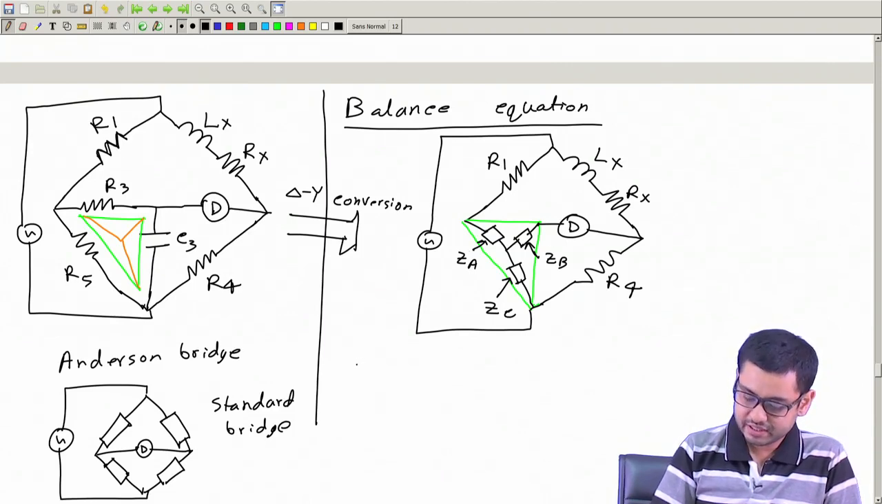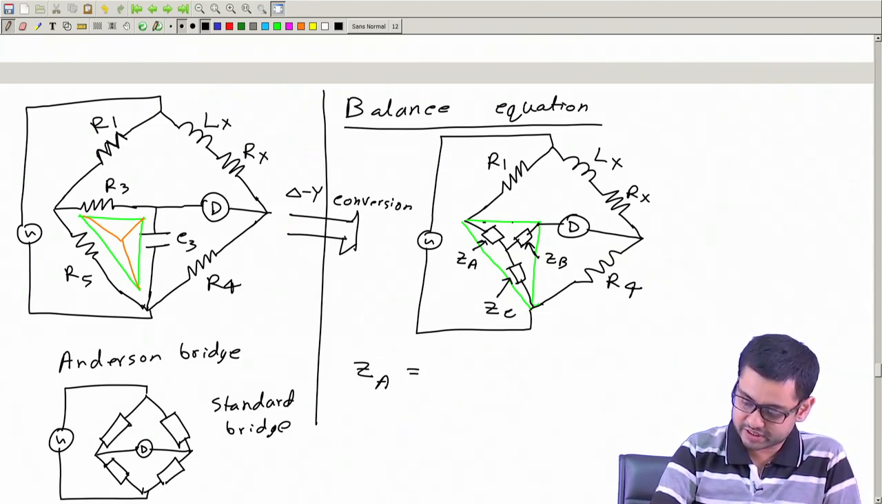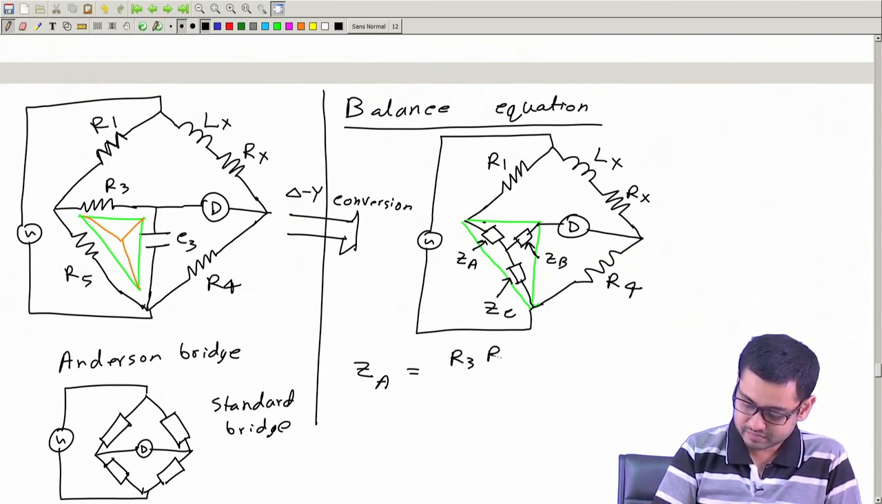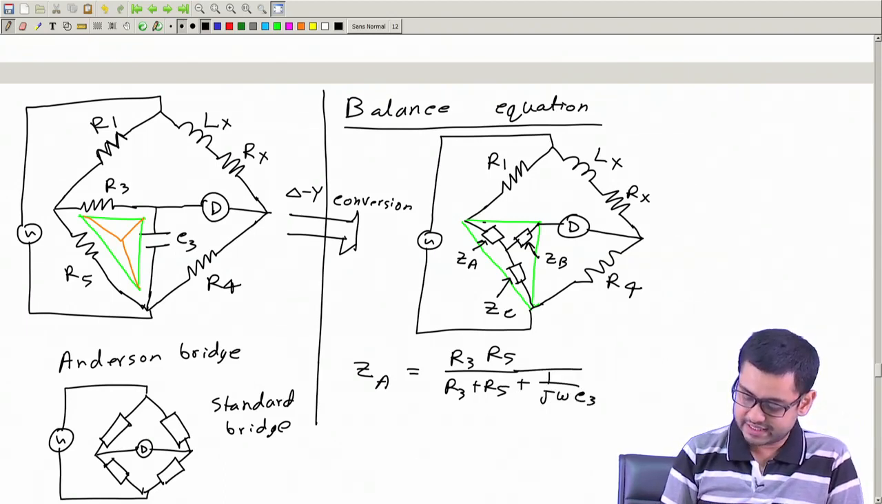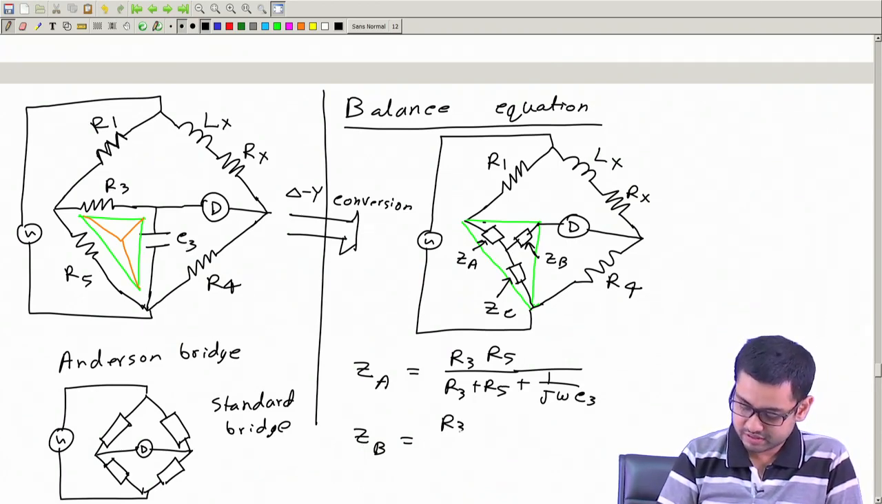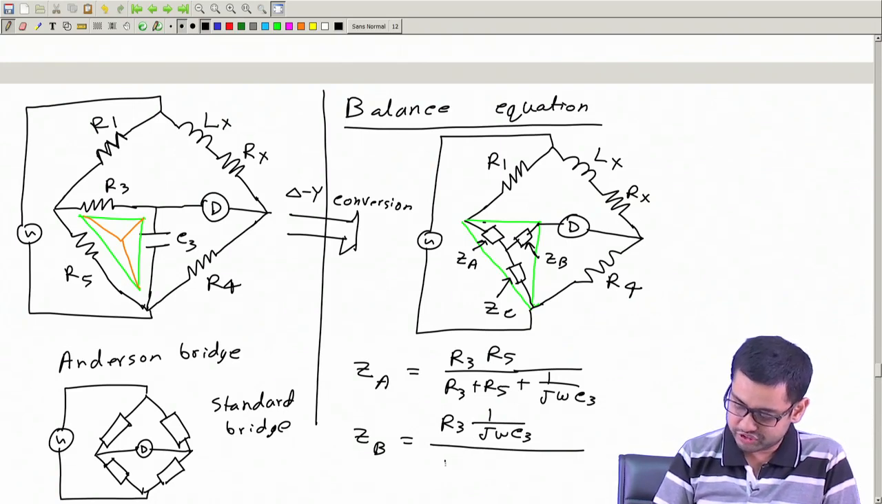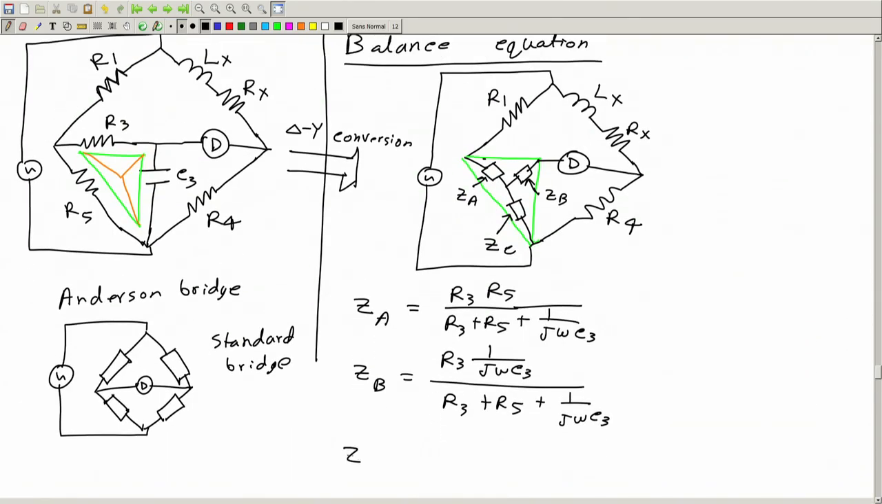Now, the value of Z A, Z B and Z C can be found from the conversion using, say, Z A. This will be equal to the product of these two, which is the same as R3 R5, divided by the sum of these three, which is R3 plus R5 plus 1 over j omega C3. This is Z A. Similarly, Z B is the impedance of this, 1 by j omega C3, multiplied by this, whole divided by the sum of all three, R3 plus R5 plus 1 by j omega C3. Z C is something similar. This is your homework.